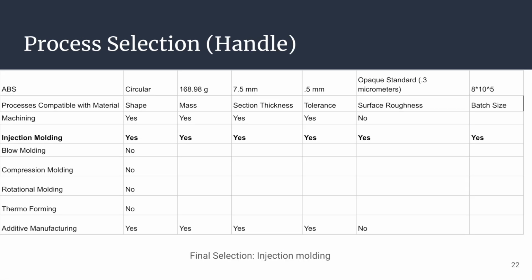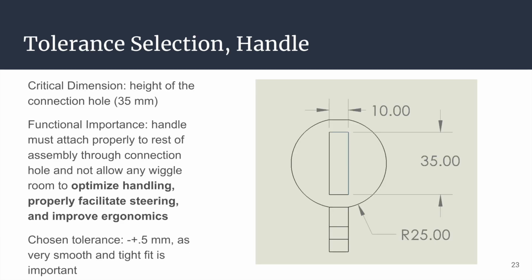For the handle, we selected injection molding as it is the best candidate for the circular hollow plastic shape with a large batch size. For the handle component, the most critical dimension is the height of the female connection cavity. We did not pick the width as this degree of freedom was already constrained by a screw hole.